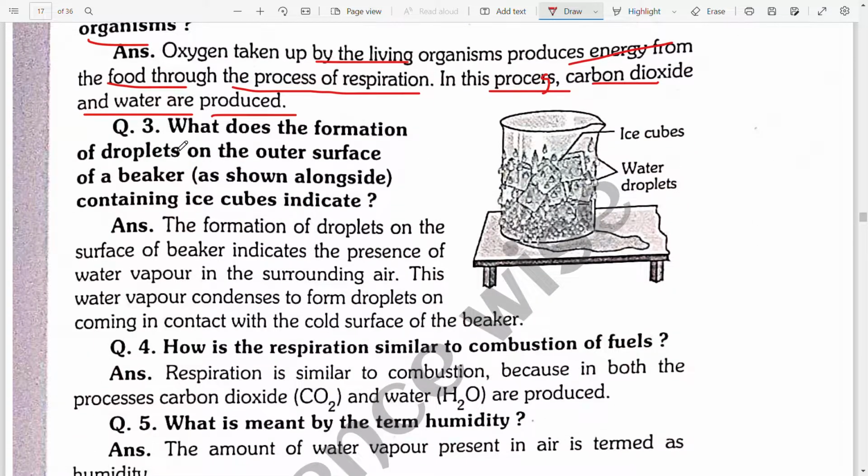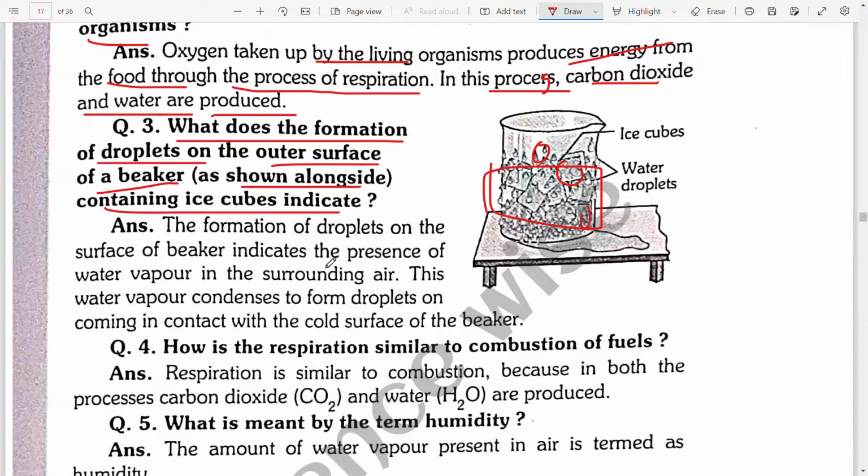Question number 3. What does the formation of droplets on the outer surface of the beaker, as shown alongside, containing ice cubes indicate? ये एक बीकर है जिसमें ice cubes रखे हुए हैं. इसके ऊपर आप देख सकते हो छोटे छोटे से water droplets हैं. तो ये droplets क्या indicate कर रहे हैं बच्चे, ये आपको बताना है.